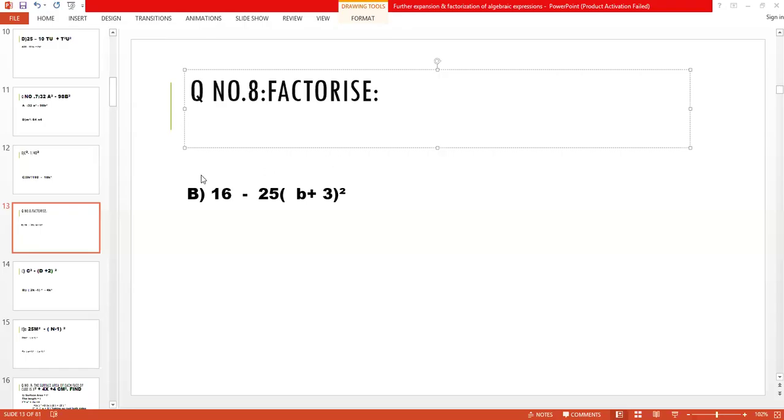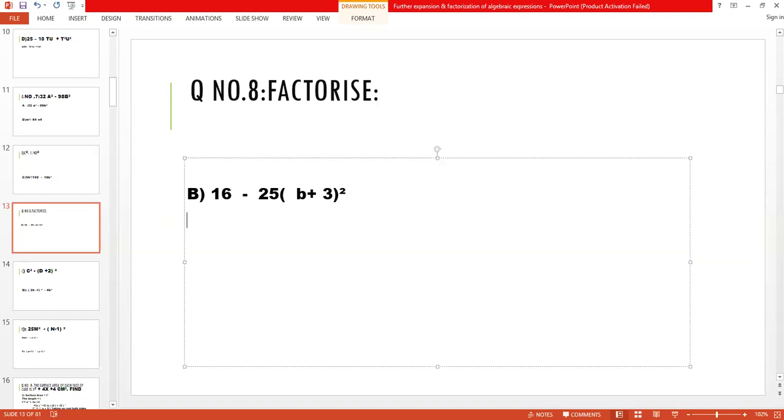Assalamualaikum. Now we have to do question number 8, part B. Again, the third identity is given. How do we know that this is the third identity? Look at the first term. It is a square. 16 is a square of a number. Do you know which number you have to multiply 2 times to get 16? The same number? Yes, 4. If you multiply 4 with 4, you will get 16. So this is a square of 4.